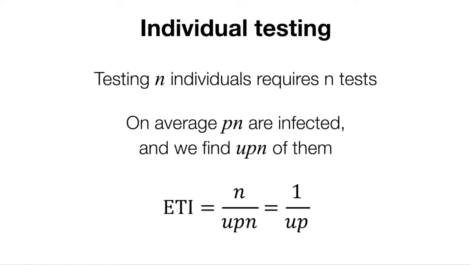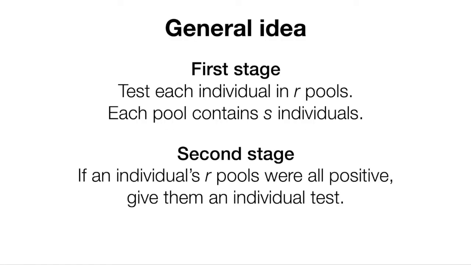So for individual testing, obviously testing n people requires n tests. On average, Pn of those are infected, and we'll only find them if their test really was positive as it should be, which is probability U. So this gives us an ETI of 1 over UP. Can we do better? So we'll look at this design where we have a first stage where each individual is in R pools, and each pool contains S individuals, and then if someone is in all positive pools in the first stage, they'll get an individual test in the second stage.